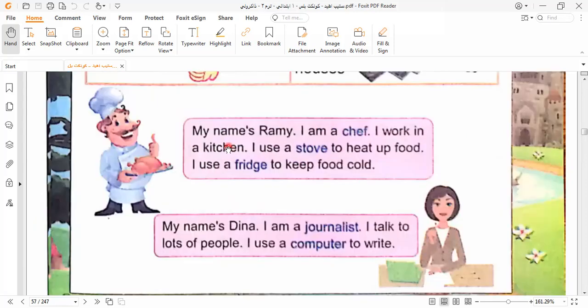Okay, what is he doing? Or she is doing? My name is Rami. This person is called Rami. I'm a chef. I work in the kitchen. I use a stove to heat up food. I use a fridge to keep food cold.